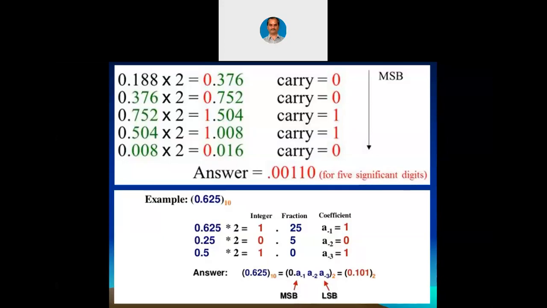The last example now, 0.625. Now you already know this is in 2's power with the negative exponent. It's a summation of 2's powers only. So we can easily get it now.